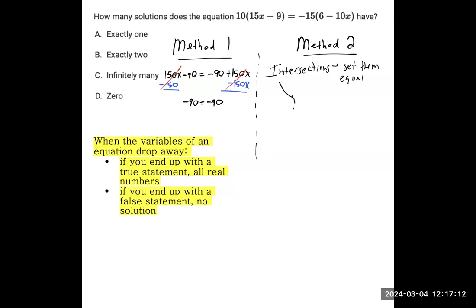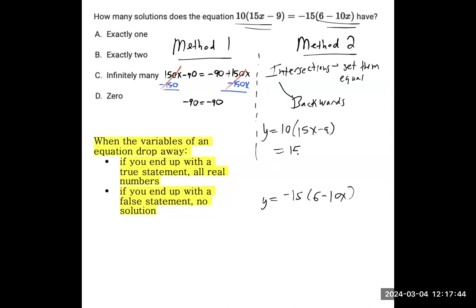So the idea of an intersection backwards is that if you see two things set equal, you can imagine that they were both individual functions. So in other words, looking at this equal to this, it's possible to say, well, this was 10 times 15x minus 9, and the other one is negative 15 times 6 minus 10x. And we're seeing it as split into two separate functions. So cleaning up the first one, we already know it turns into 150x minus 90. And cleaning up the second one, we also know that it's 150x minus 90.